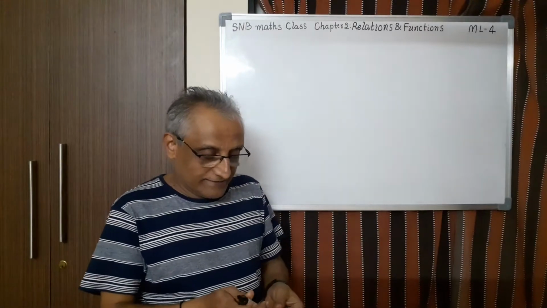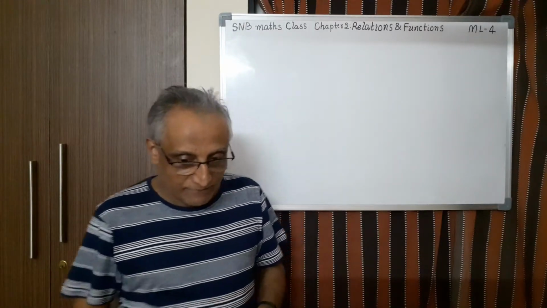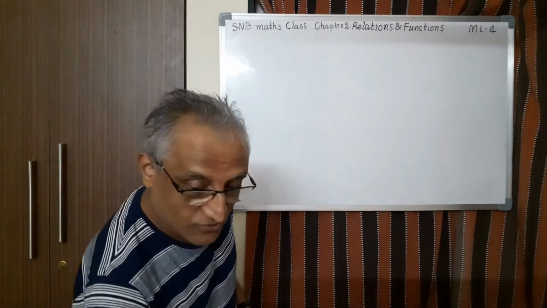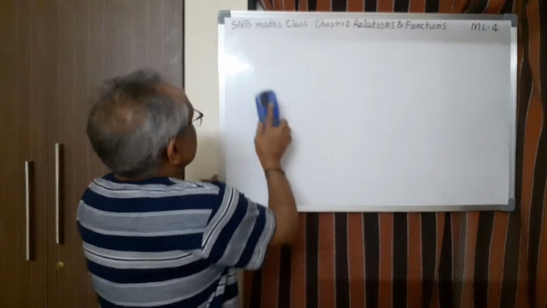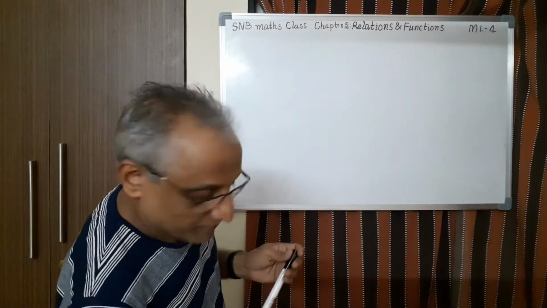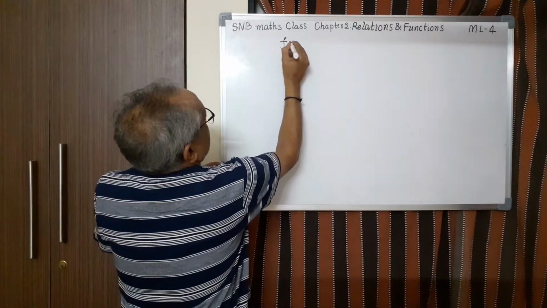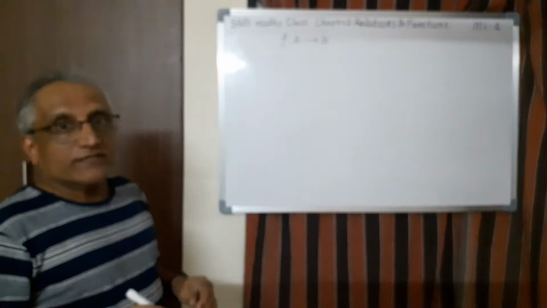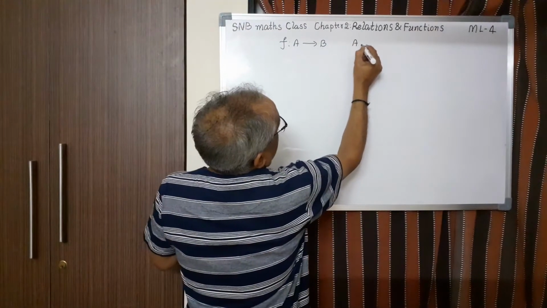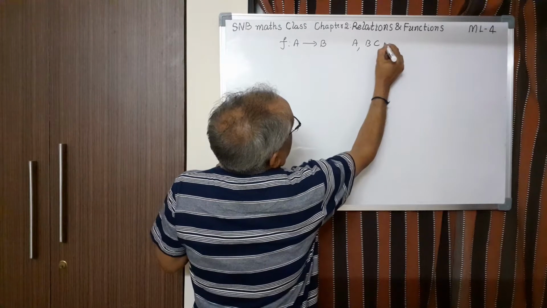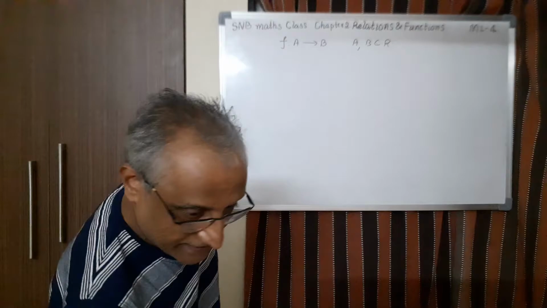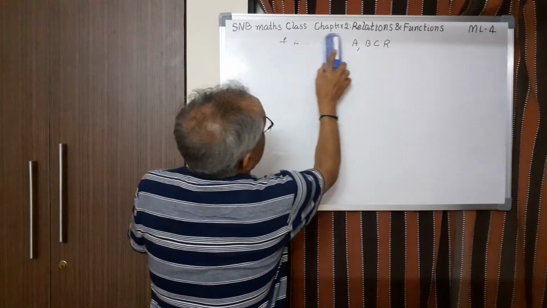In the last lesson, we defined the function, then we studied the terms associated with function, then one particular type of function which is called real function. Real function means a function f from a set A to another set B is called real function if both A and B are subsets of reals. Today let us try to study some of the types of real functions.